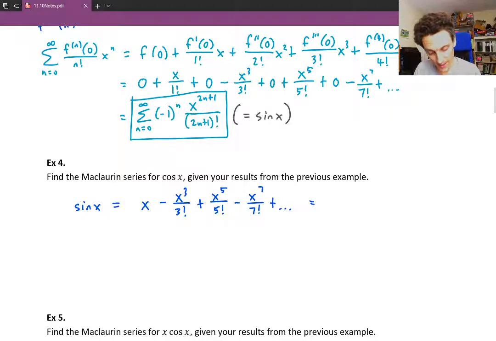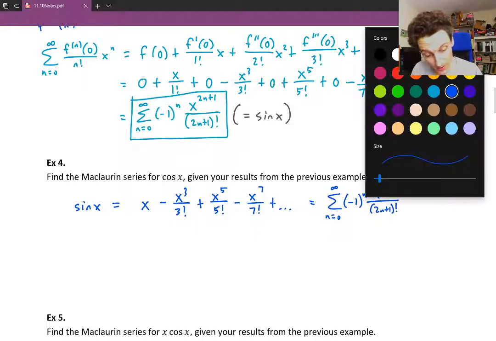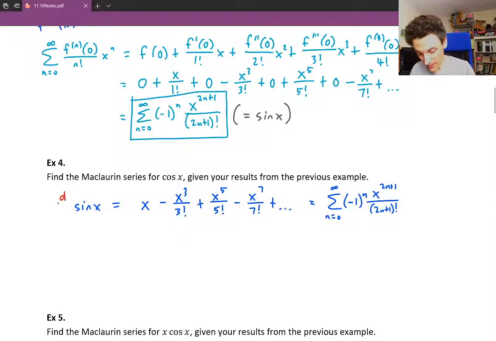So this we can write out using summation notation, just as we did in that boxed form above. So there's the summation notation or sigma notation. So what we're going to do is, to find cosine, take the derivative of sine. That gives you cosine.